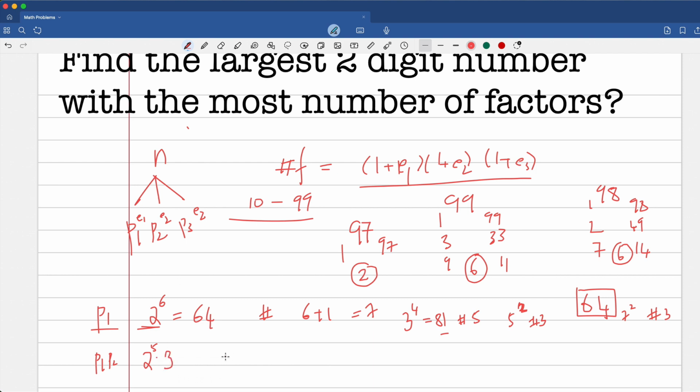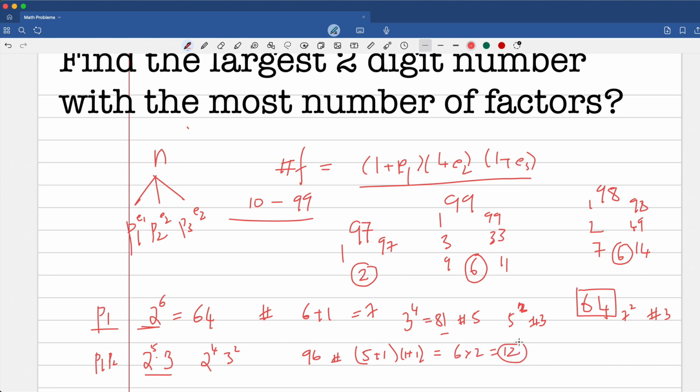Times 3 as a possible option. 2 to the power 4 times 3 squared as a possible option. So let's think of the first one now. 32 times 3 is 96, pretty big in itself. And the number of factors for 96 is going to be (5 plus 1) times (1 plus 1), giving you 6 times 2, which is 12.